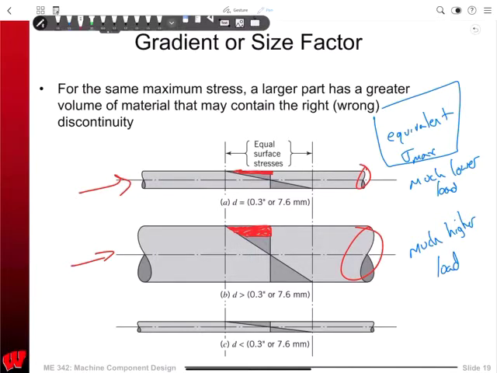So it's counterintuitive, but the bigger one is likely to fail first, right? Because there's a higher probability that my high stress region comes across an imperfection just because there's more crystals in the big one and there's more chances for an imperfection to exist, right? Very counterintuitive. Bigger ones do worse in fatigue.